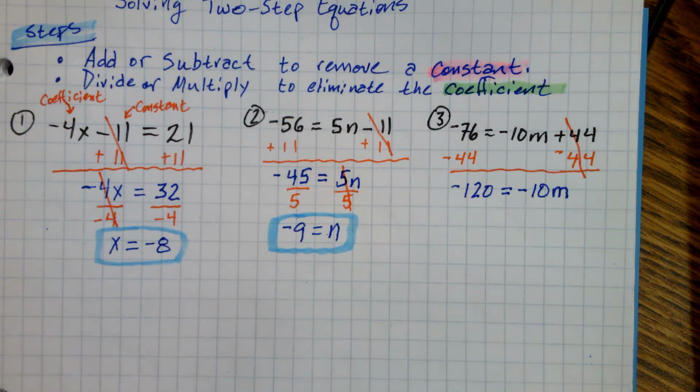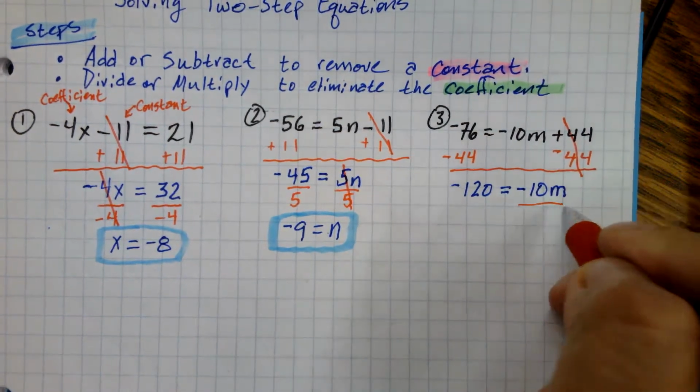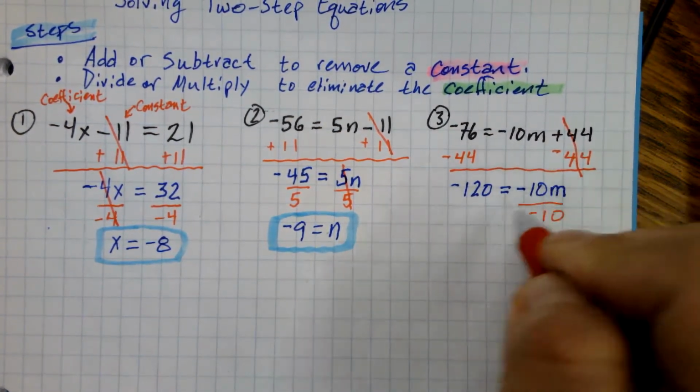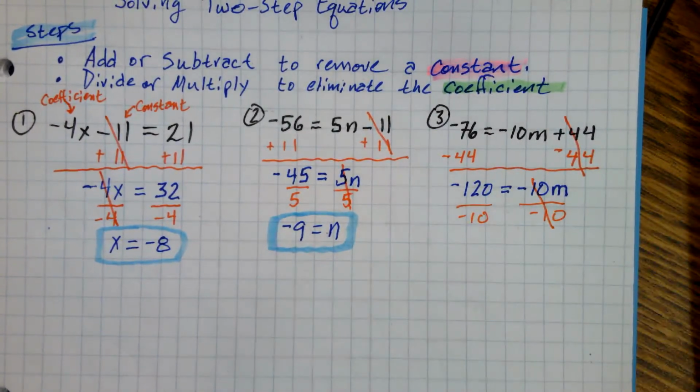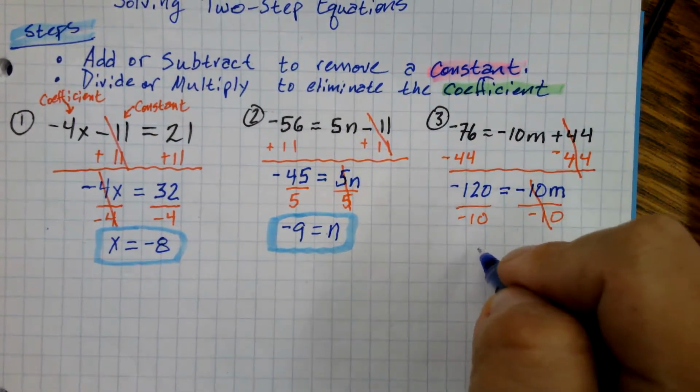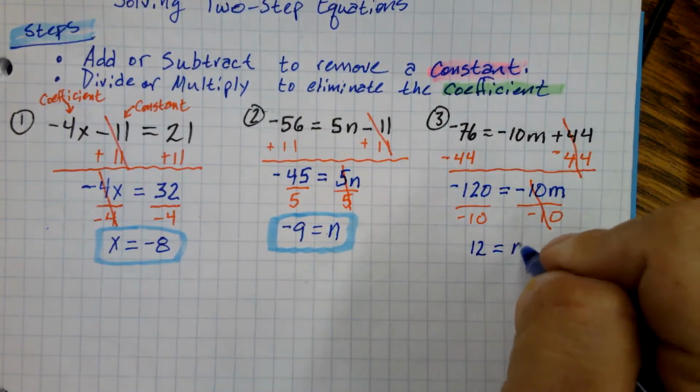What to do now? It's a coefficient, so I should either divide or multiply. What do you think? Divide. Negative 10. So it looks like we get 12. Positive 12 equals m.